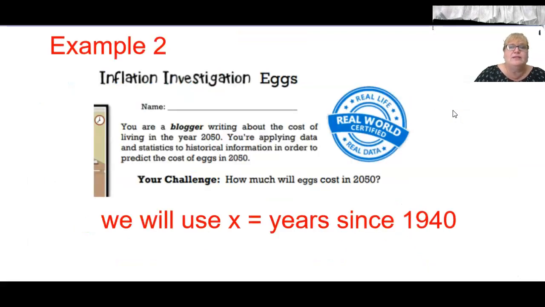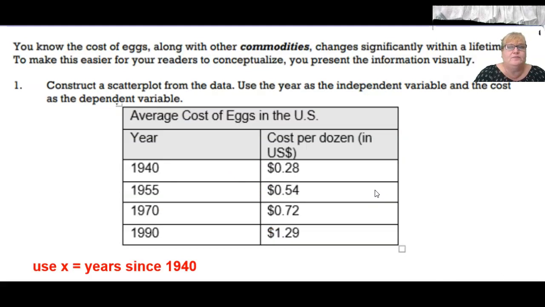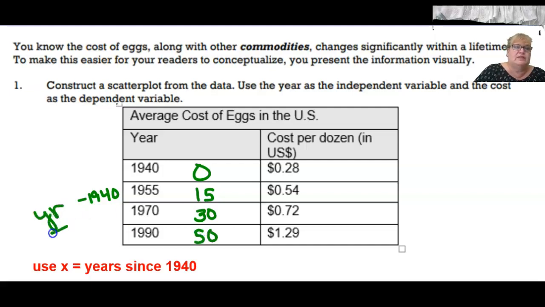All right, I have one more quick example. This one says use years since 1940. It is a blogger writing about the cost of eggs, and we want to predict the cost in 2050. So here's some data. We're going to use years since 1940. So this will be year 0. If we subtract 1940 from all of these, this will give us year 15. This would be 30 years later, and this one would be 50 years later. So you have to remember to take the year minus 1940, as it said to use years since 1940.